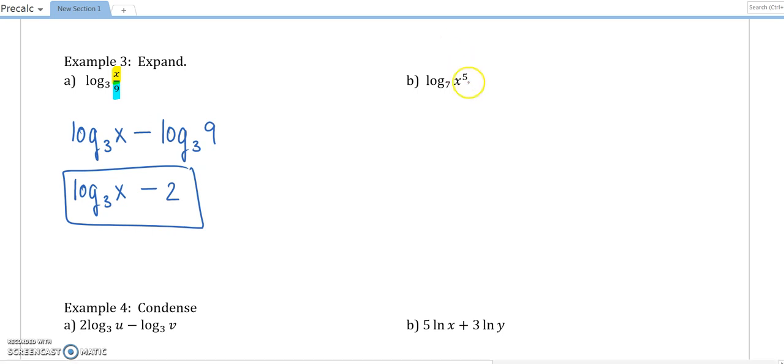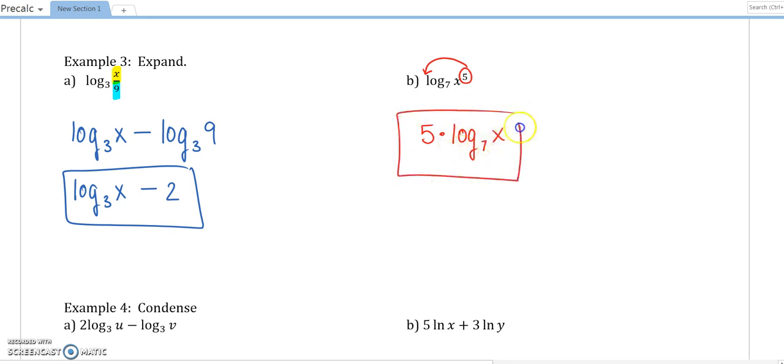That's why we expand. So same thing in letter B, log base 7 of x to the 5th. I only have one term here, x to the 5th, but that exponent can turn into a coefficient. So I have 5 times log base 7 of x. And then I'll ask myself, can I simplify log base 7 of x? No, it's got an x in it. So that would be my final answer.